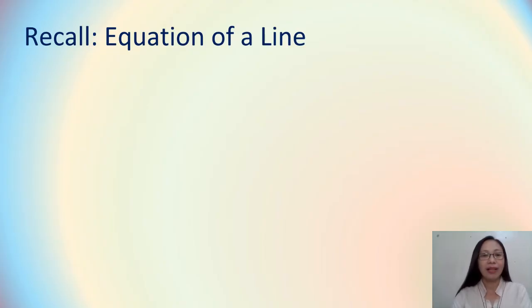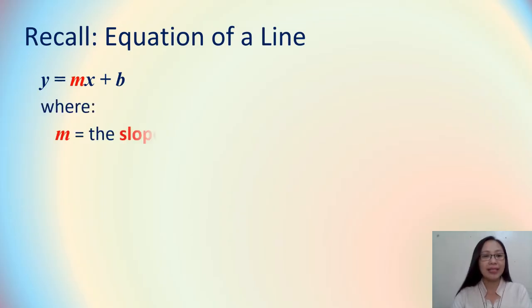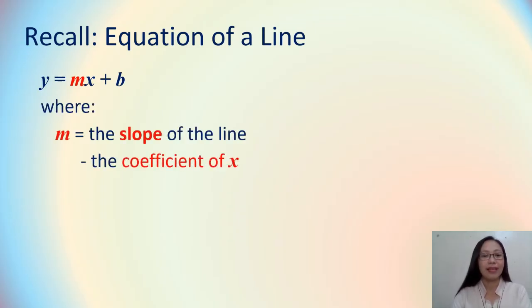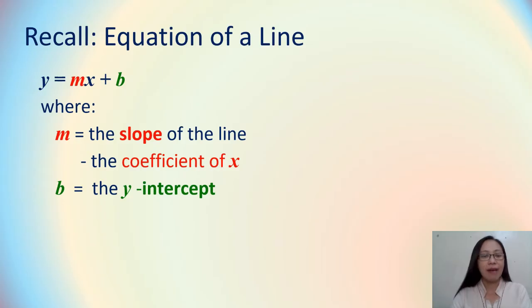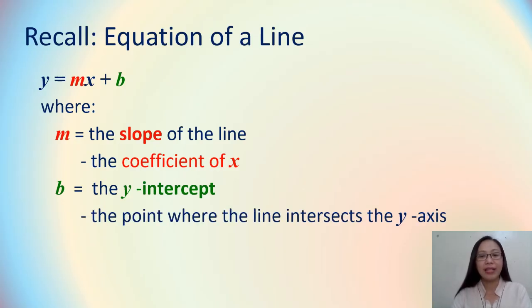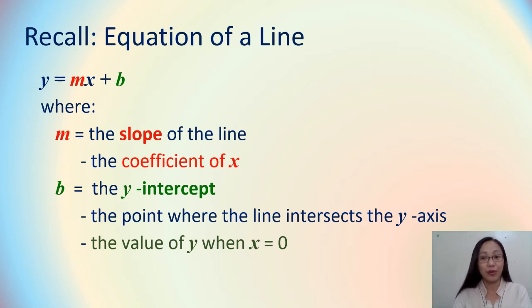Since we are talking about linear regression, it's good for us to recall the equation of a line. The equation of a line is given by y = mx + b, wherein m is the slope of the line. It is also the coefficient of x here. And b is the y-intercept, the point where the line intersects the y-axis. And the y-intercept is the value of y when x is equal to 0.